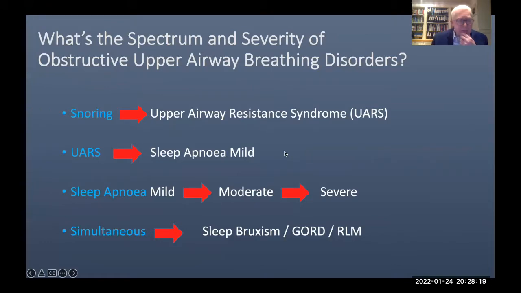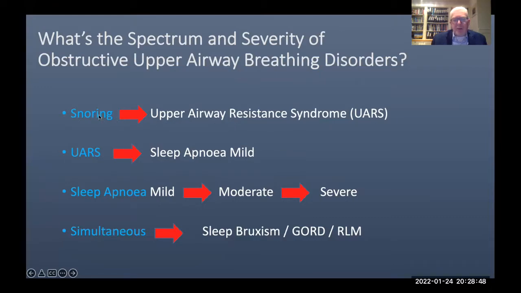So what's the spectrum and severity of obstructive upper airway breathing disorders? Well, they range from snoring to sleep apnea. Everyone that has sleep apnea snores, but not everyone that snores has sleep apnea. So treating snoring may be masking apnea. That's one consideration. But treating snoring may be keeping relationships together and dealing with other issues that are symptoms of an apnea presentation or not an apnea presentation.